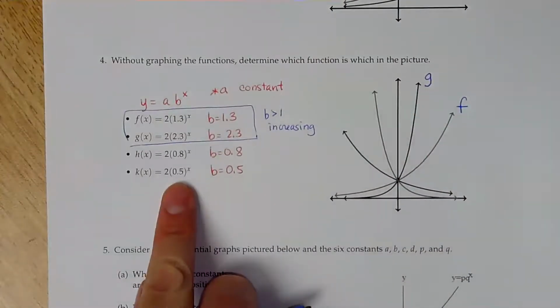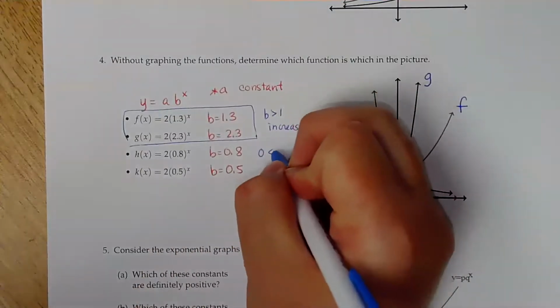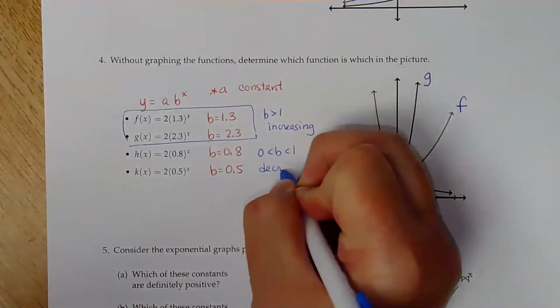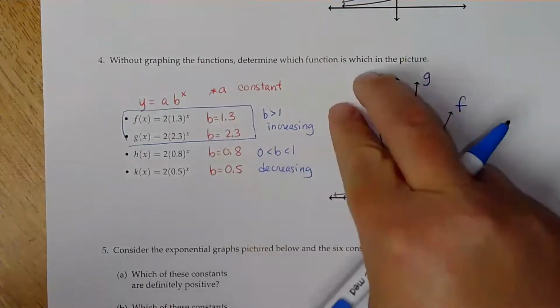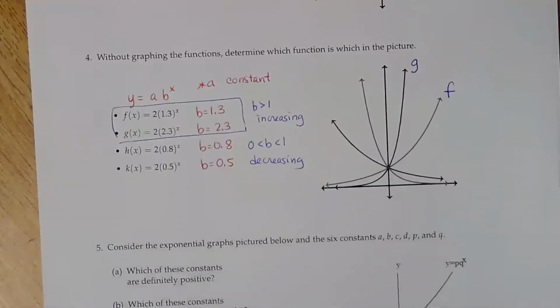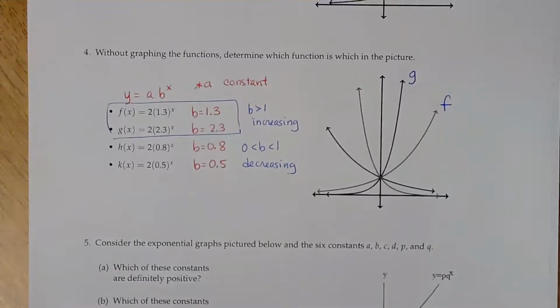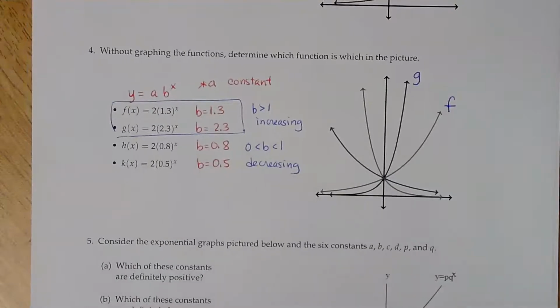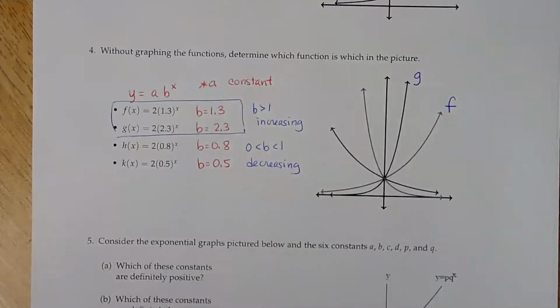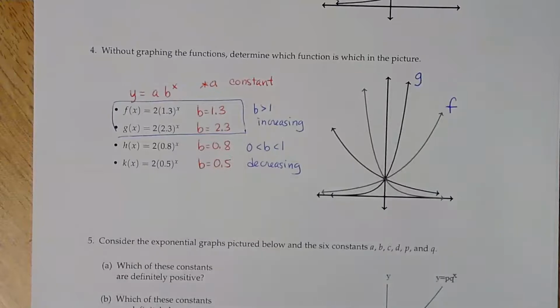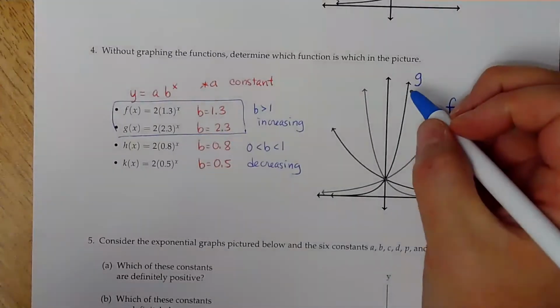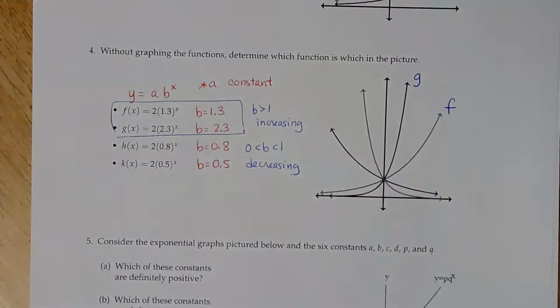And in these bottom two, B is between 0 and 1, which means they're decreasing, which would be these two here. What we know about this is that the closer B is to 1, the shallower this is going to be, and the closer B is to 0, the steeper it's going to fall off. You can think of it as the closer you are to 1, the flatter or slower it's going, whether you're slightly below 1 or slightly above 1.